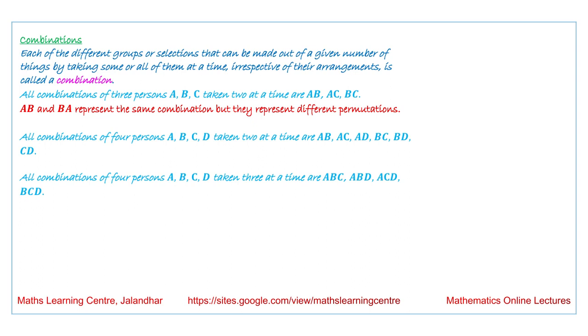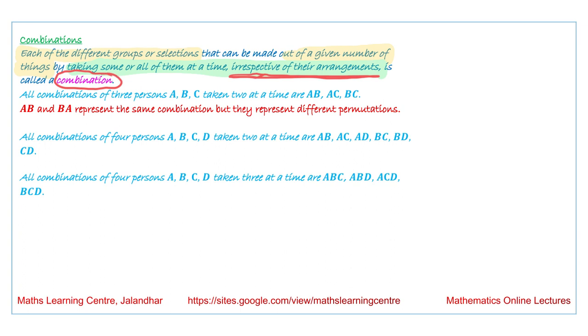First we look at the definition. Each of the different groups or selections that can be made out of a given number of things, by taking some or all of them at a time, irrespective of their arrangements, is called a combination. The important part here is that it is irrespective of their arrangements.